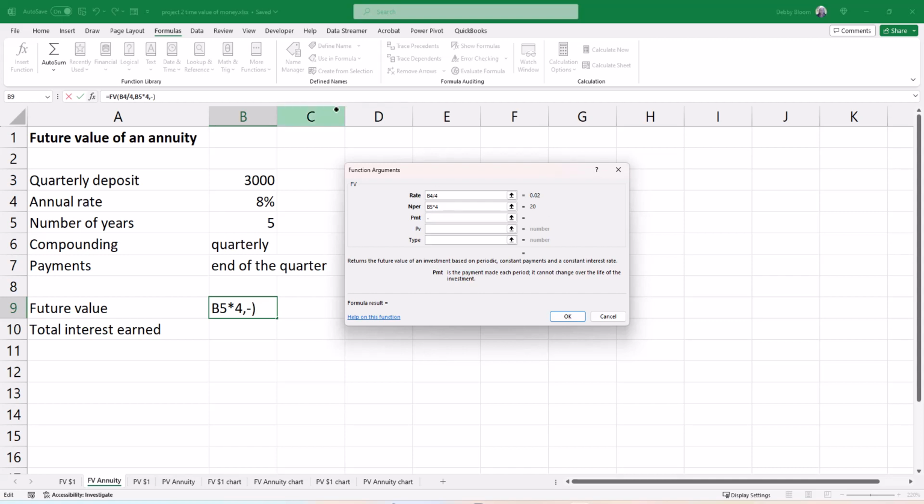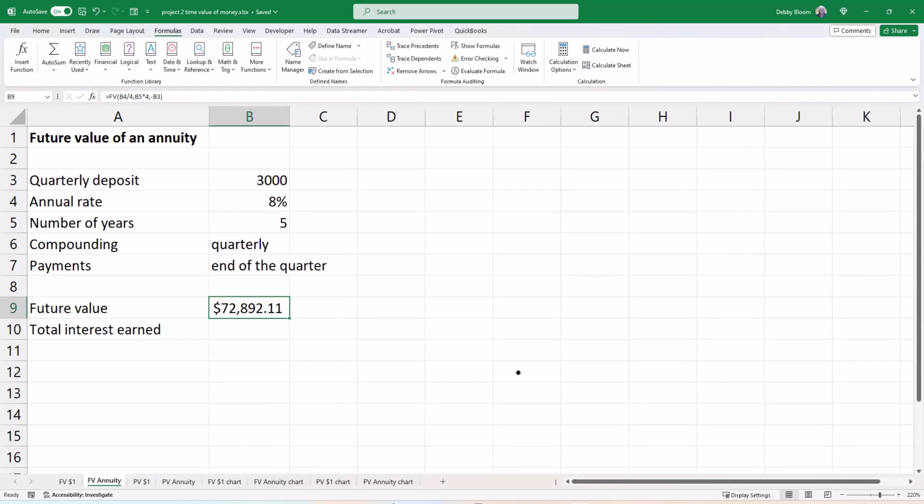So in PMT, negative, click on the 3,000. If this were an annuity due instead of an ordinary annuity, if the payments were at the beginning of the quarter, all we'd have to do is put a number 1 in the type. So we click OK, and we see our answer is $72,892.11.